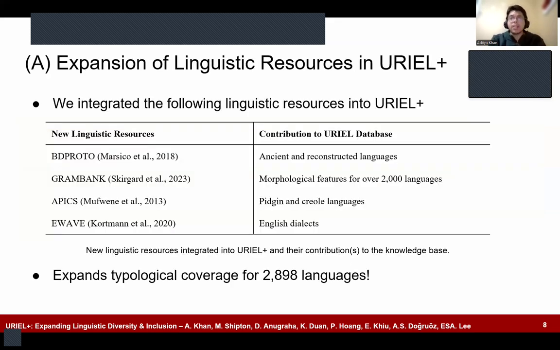So let's quickly talk about the linguistic resources that we added into URIEL Plus. There are four completely new databases that are incorporated into URIEL. The first of these is BDPROTO, so this has data for ancient and reconstructed languages. GramBank added morphological features for over 2,000 languages. And if you recall, this was one of the things that was missing within the original URIEL knowledge base. APiCS and eWAVE add data for Pidgins, Creoles, and dialects. And altogether, this expands typological coverage for almost 3,000 languages, which is quite a lot.